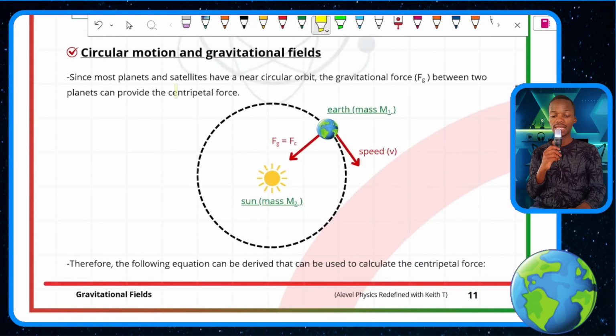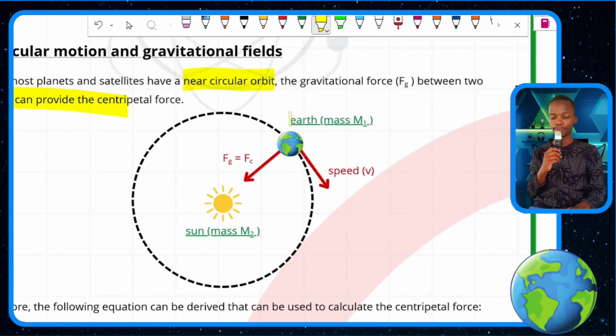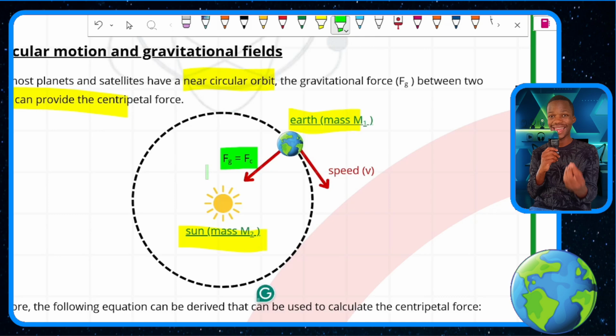Now, most planets and satellites have a near circular orbit. In reality, this is not true, but for physics' sake, let's assume it is. The gravitational force that is between the two planets can provide the centripetal force. So let's assume you take the Earth. So this is the Earth over here, and this is the Sun. As the Earth orbits around the Sun, the Earth will be doing that because of the force of gravity. So the force of gravity is essentially a force that acts between the Earth and the Sun.